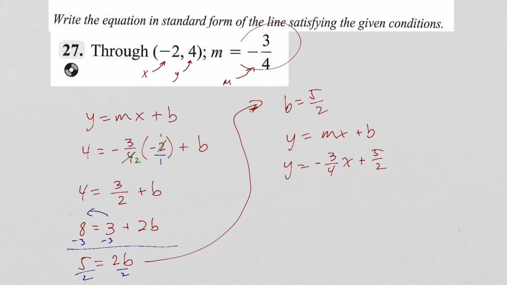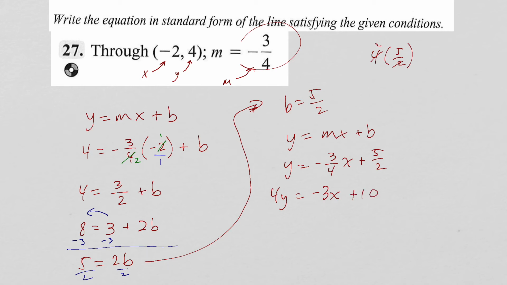Well, standard form, you can't have any fractions, so I'm going to start by multiplying each of these terms by 4. When I multiply this by 4, I get 4y. When I multiply this by 4, the 4's cancel, so I get negative 3x. And when I multiply this by 4, you can do this off on the side, 4 times 5/2, well, this cancels, and 2 times 5, you get a positive 10.